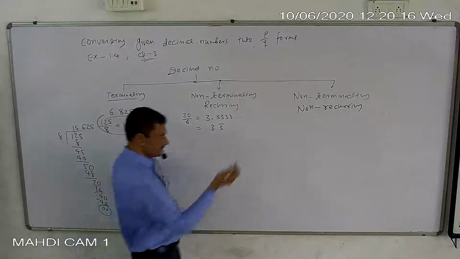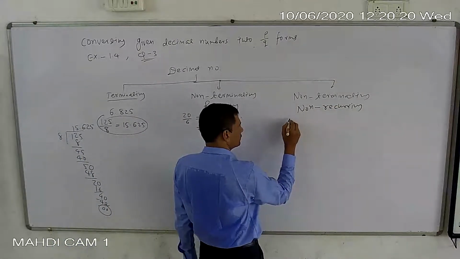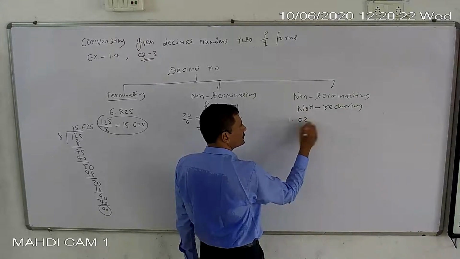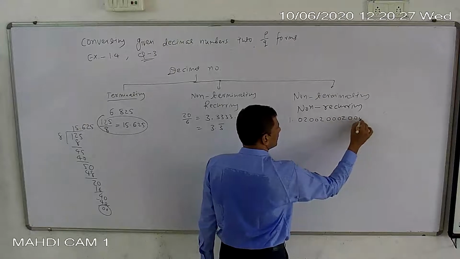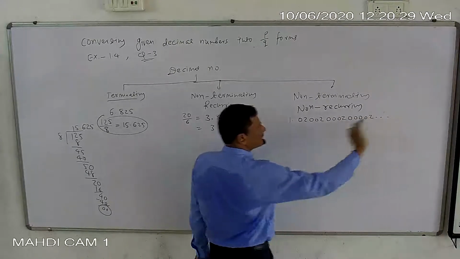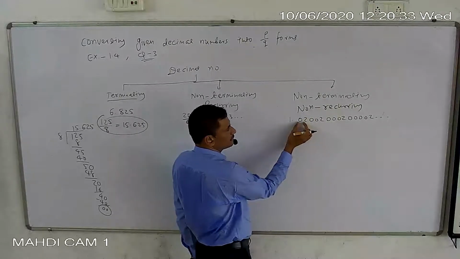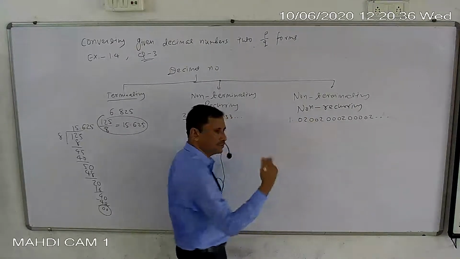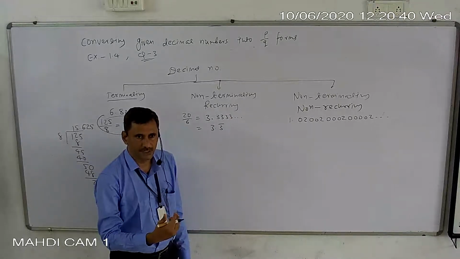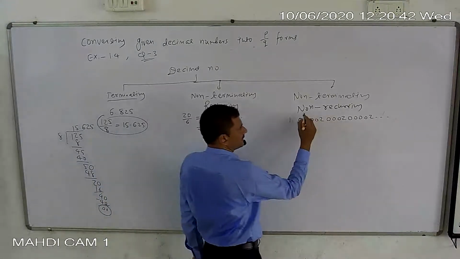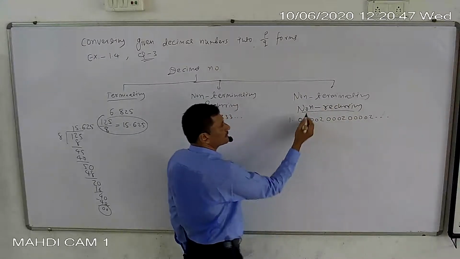Now sometimes our decimal expansion is non-terminating, non-recurring. Suppose 1.02, 002, 0002, like this. This is not recurring. Why? Because 02, then 002 is there. If it were 020202, like this, then we can say it is recurring. But this is non-recurring. It is non-terminating, that is right, but non-recurring. So this is the third type.